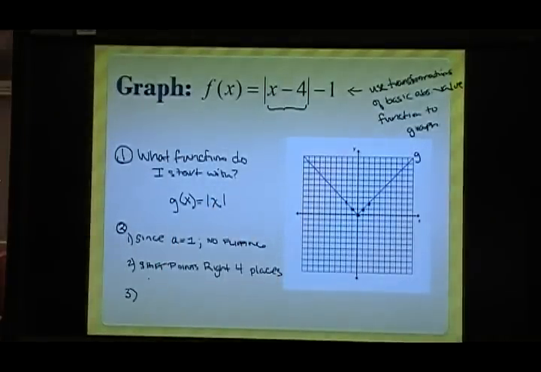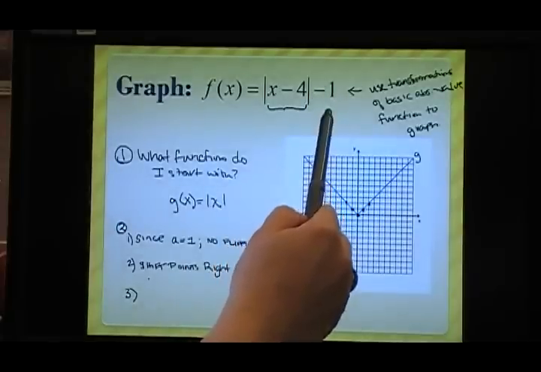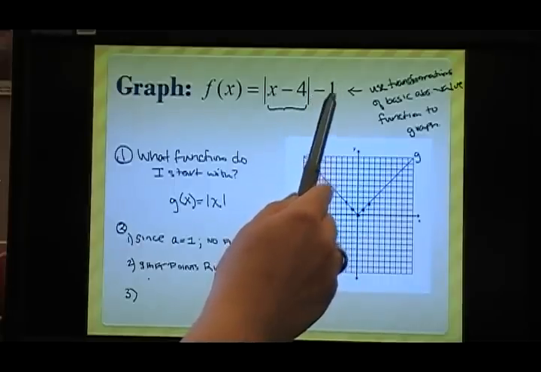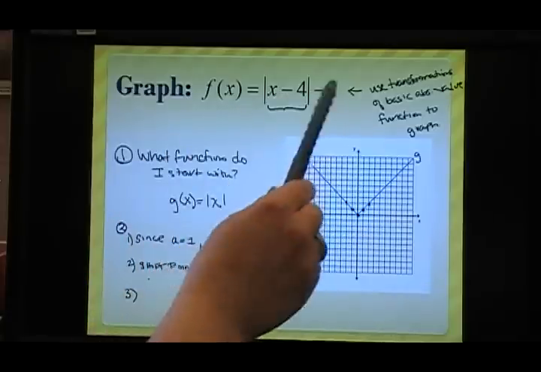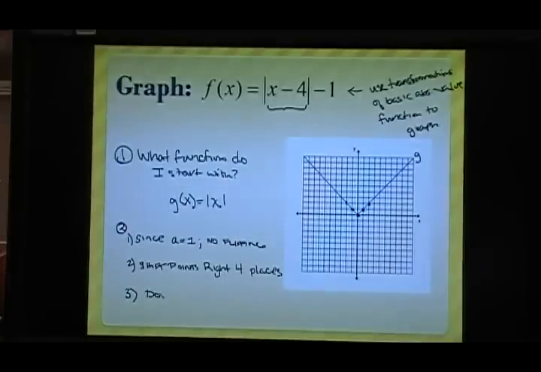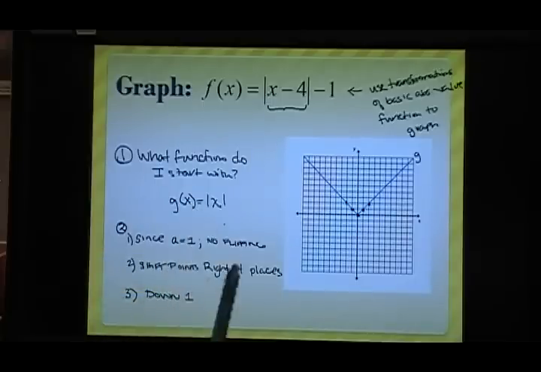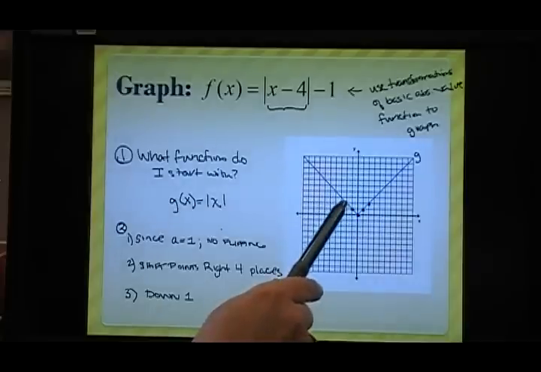And then finally, I look to see if I need to move it up or down. And because there's a number here, I know I need to move it up or down. Because it's minus 1, I know I go down 1. If it had been plus 1, I would go up 1. So I need to then move every point down 1. Okay, let me change my ink color for this. So there was no flipping, but I do need to shift all my points to the right 4 places and down 1 place. So let's start with this point here.